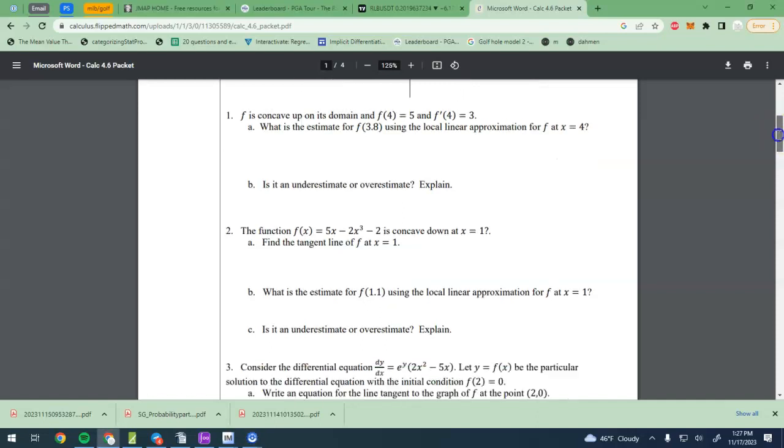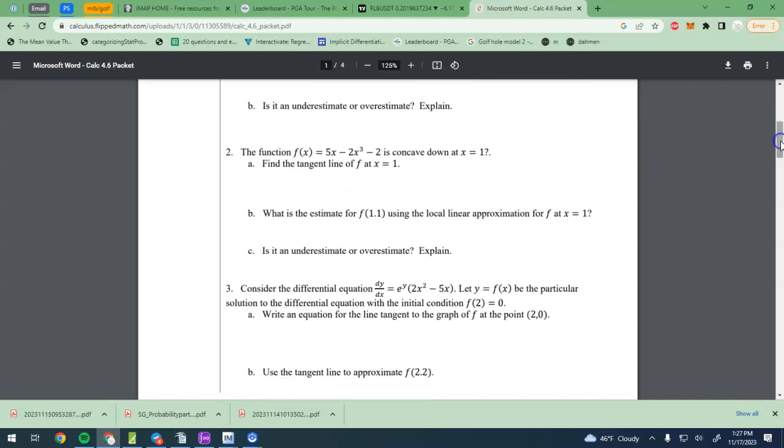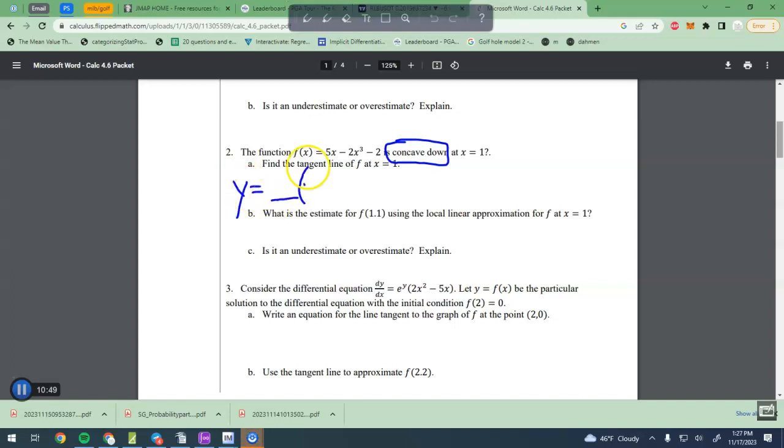Alright, 2. Same idea, you just gotta do a little more work to get to it. So they tell me concave down. And they give me just the x value this time. So I got a little extra work to do to find the equation of my tangent. So I know that's 1. They give me the x value. What goes here is the y value, right? They didn't give it to me, but I can just plug 1 into the equation and get that. So that's 5 times 1 minus 2 times 1 cubed minus 2, which is 5 minus 2 minus 2, so 1.